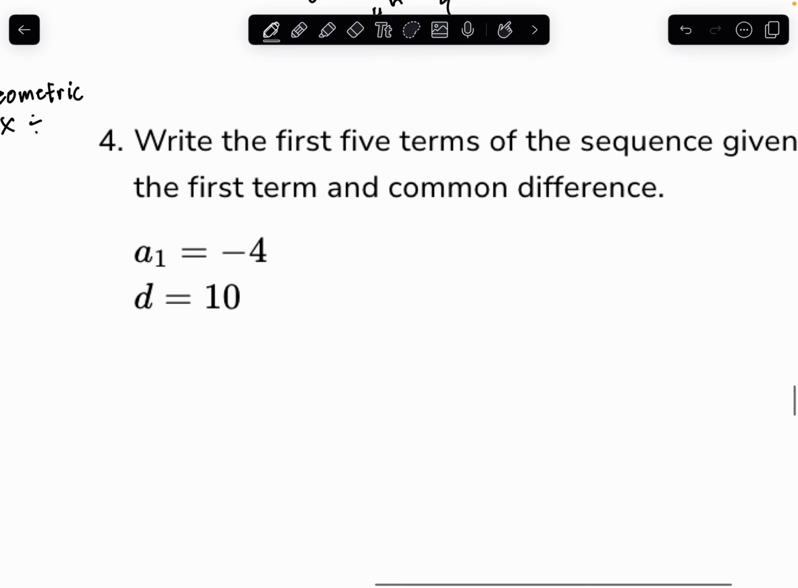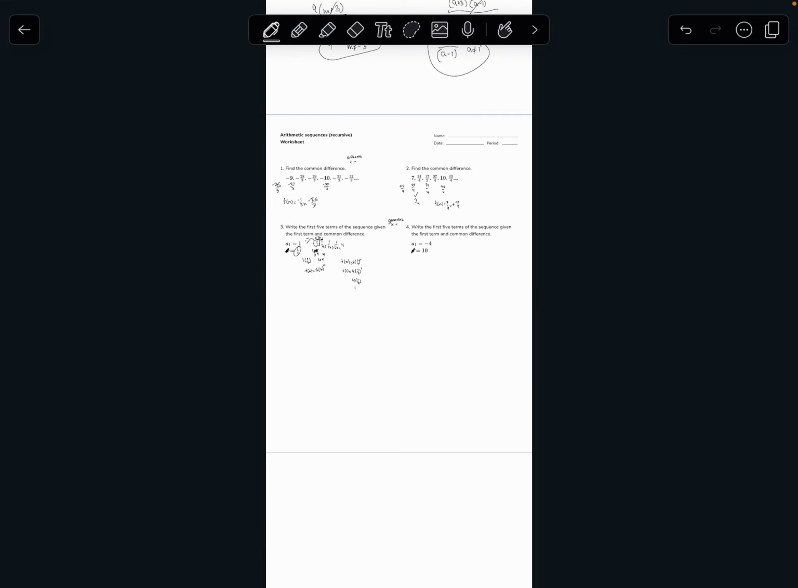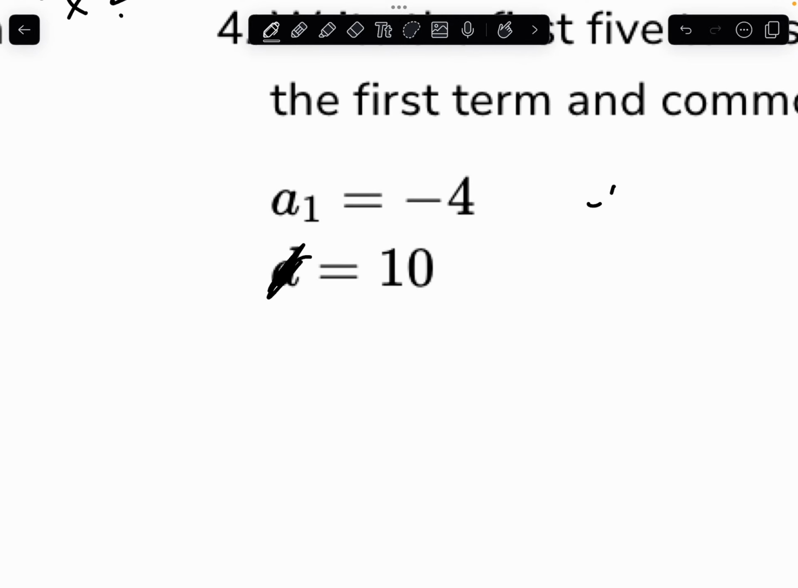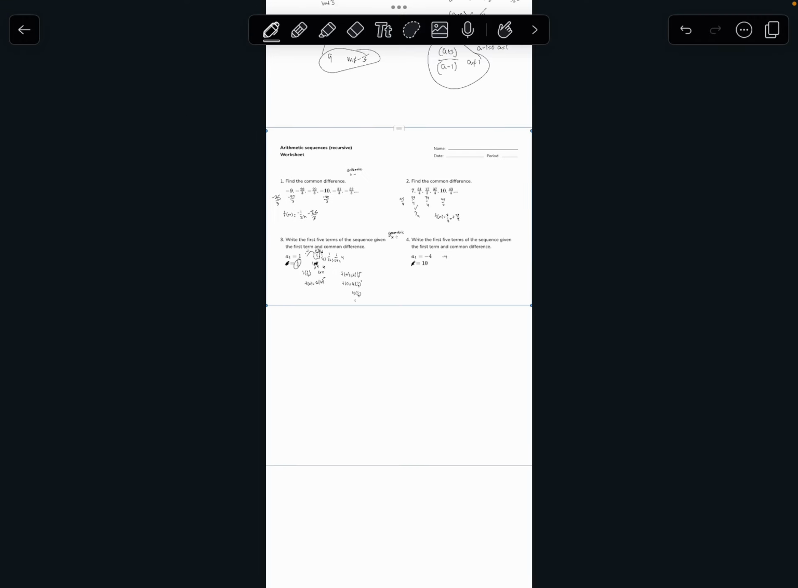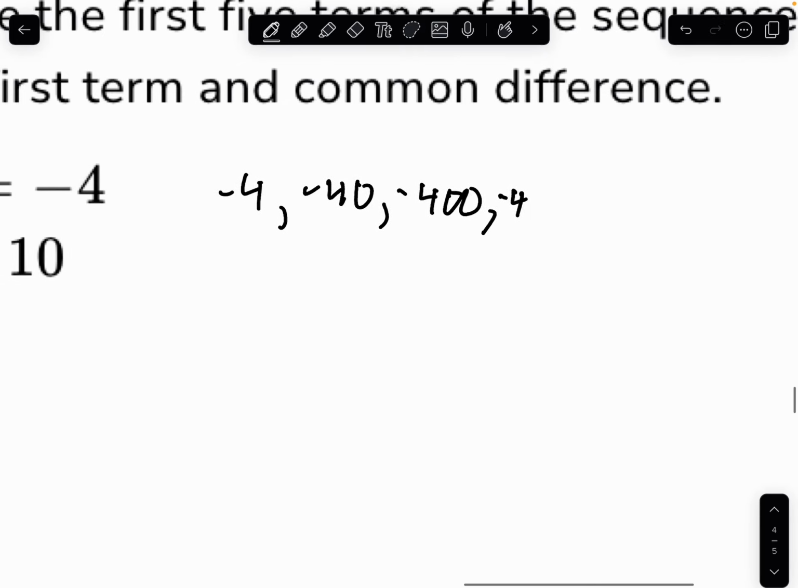Alright, next one is write the first 5 terms of the sequence given. So we know a1 is -4. So I'm going to start writing -4, and it's multiplying by 10. So it's going to be -40 for term 2. -40 times 10 is -400. And the next one is -4,000.